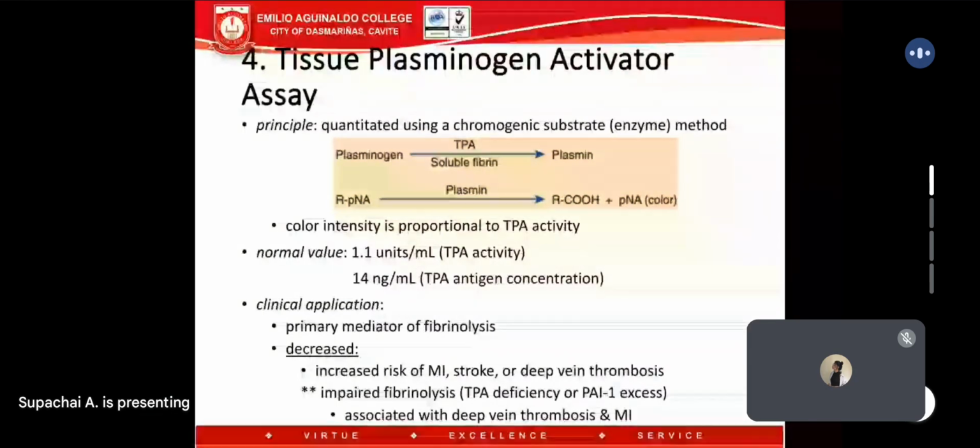So remember, TPA is the primary mediator of fibrinolysis, which means that a decreased level of TPA is not good because this may predispose the patient to an increased risk of myocardial infarction, stroke, and deep vein thrombosis. Impaired fibrinolysis is also associated with it, and this may also be associated with deep vein thrombosis and MI.